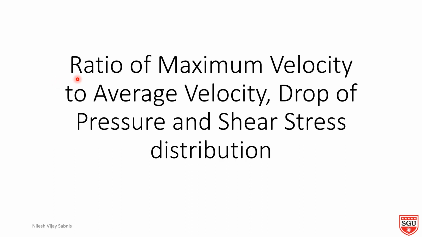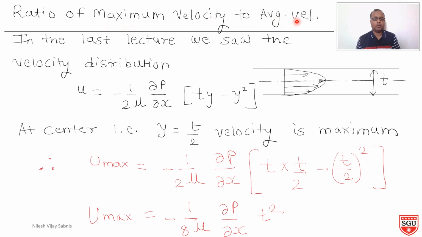Good morning. We will see the remaining part of the derivation for laminar flow through two parallel plates: the ratio of maximum velocity to average velocity, drop of pressure and shear stress distribution. The ratio of maximum velocity to average velocity will be our first derivation. In the last lecture, we saw the velocity distribution.